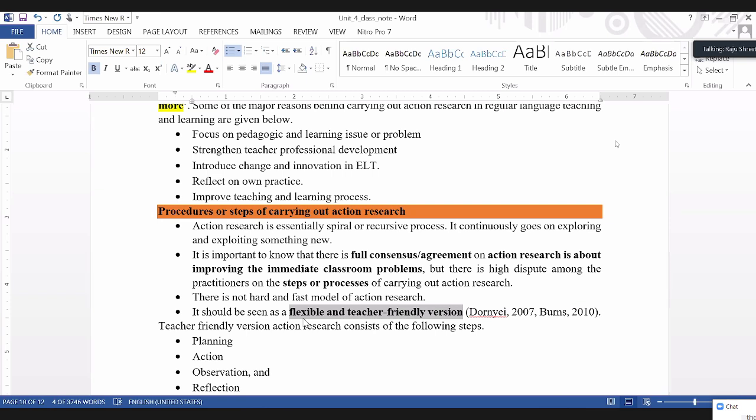So we don't impose a professional model or university model. A model carried out at university is not implemented in schools. So a very simple, flexible, teacher friendly model should be adopted, or steps should be adopted, to carry out action research. There is no hard and fast model that must be followed, because there are different steps given by different practitioners and scholars. Rather than practitioners, say scholars, rather than those who practice.